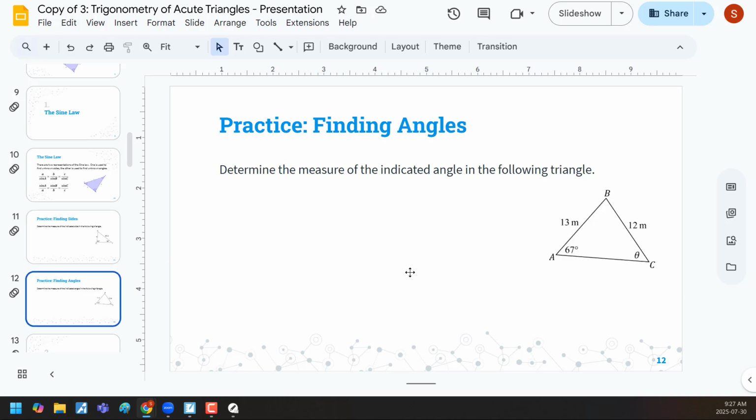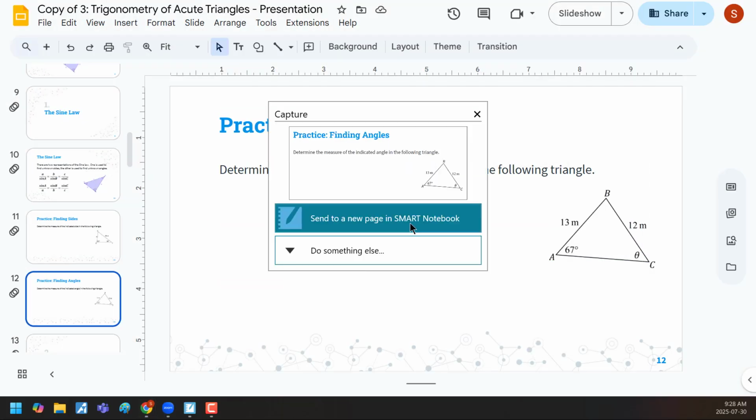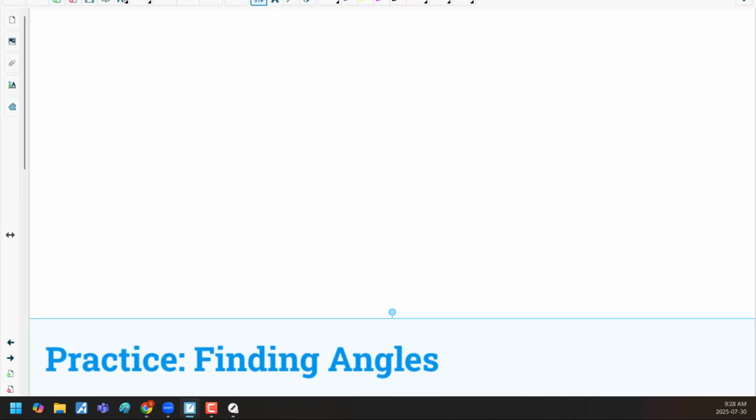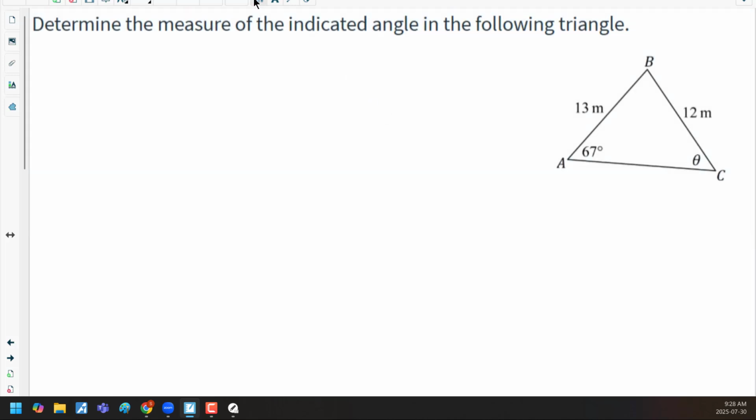Okay, we are going to move on because this is a long lesson today and I don't want to go over time like I did last time. So here we are doing the exact same thing, except we're finding the measure of an unknown angle. So we have two sides and one angle. That's basically what we need to solve for the angle there using sine law.